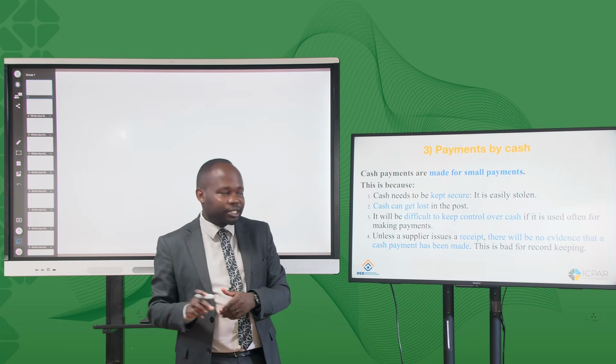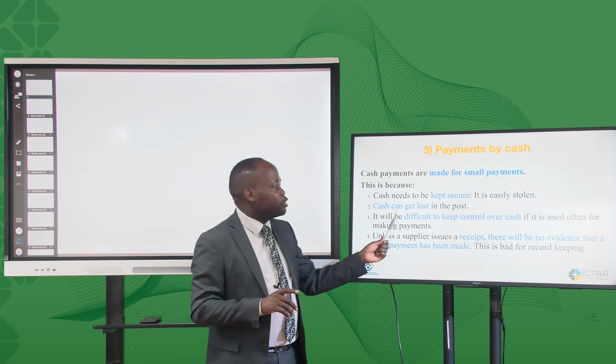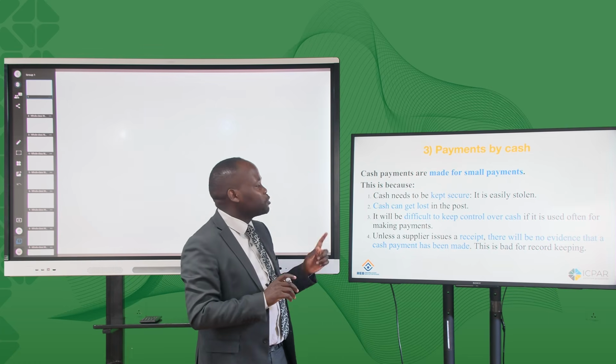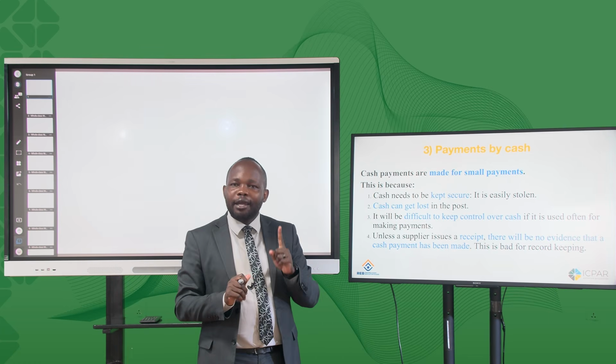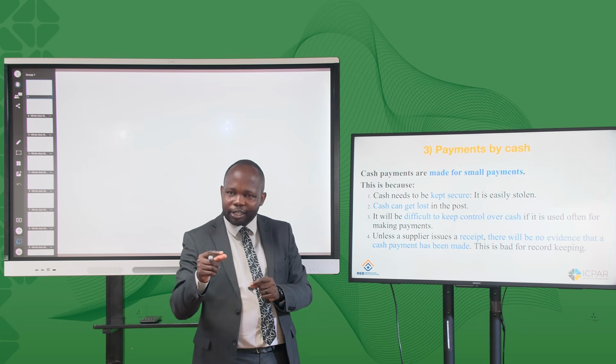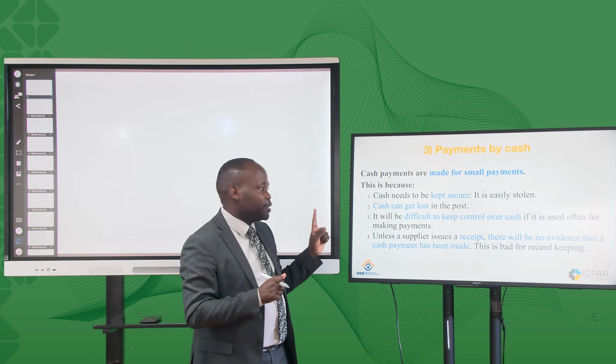That's why we should avoid using cash. Number 3, it will be difficult to keep control over cash if it is used often in making payments. So it's very difficult to control usage of cash. That's why we should restrict usage of cash.